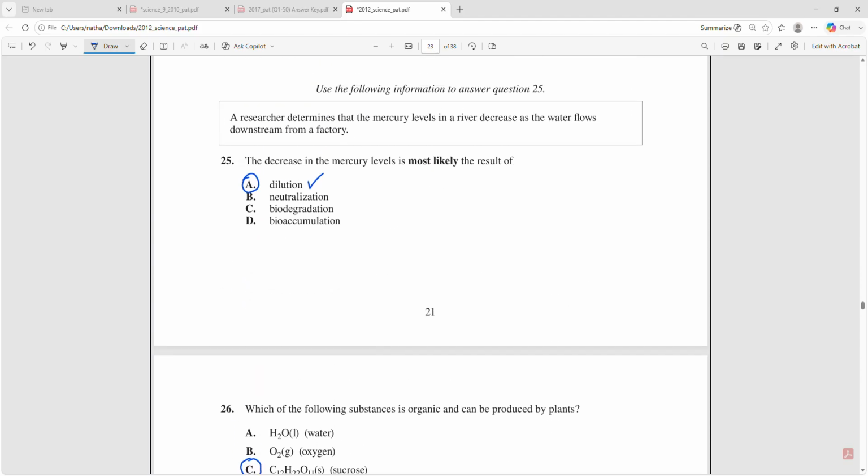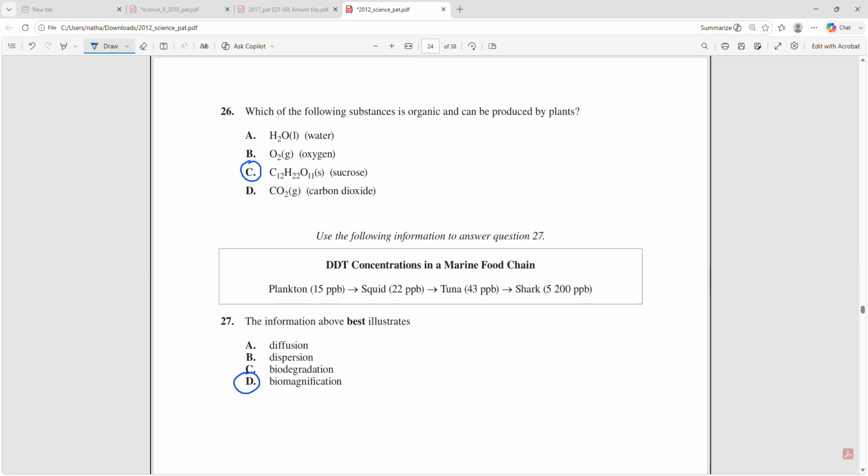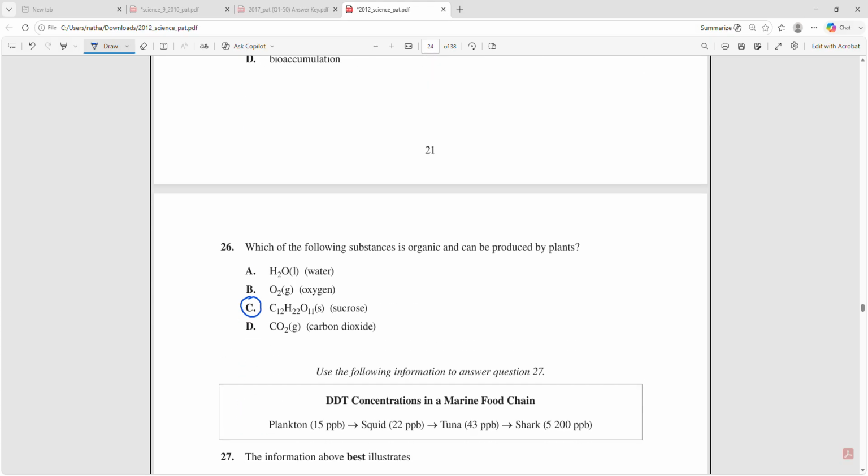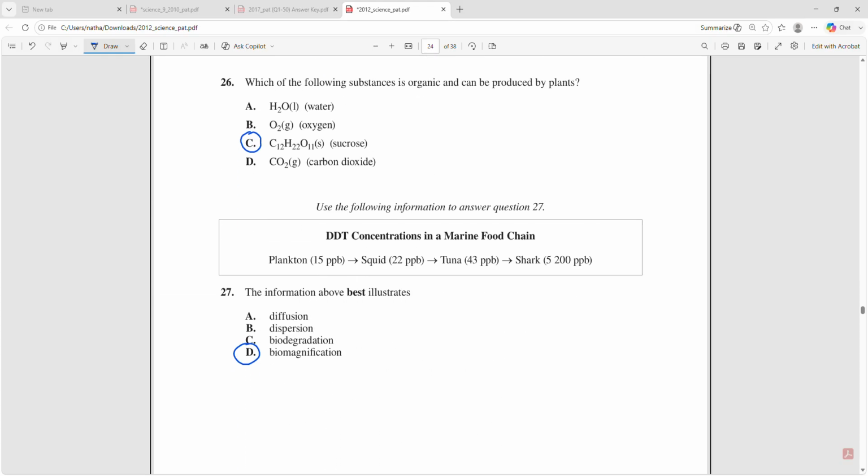Let's try to finish up to question 30. Question 26. Which of the following substances is organic and can be produced by plants? So remember, organic has to have carbon and hydrogen. If they don't have both, it's not organic. Doesn't have both, doesn't have both, does not have both. Oxygen doesn't have either. So sucrose does have both of those. Plus it has oxygen as well. It's made of carbon, hydrogen, and oxygen.